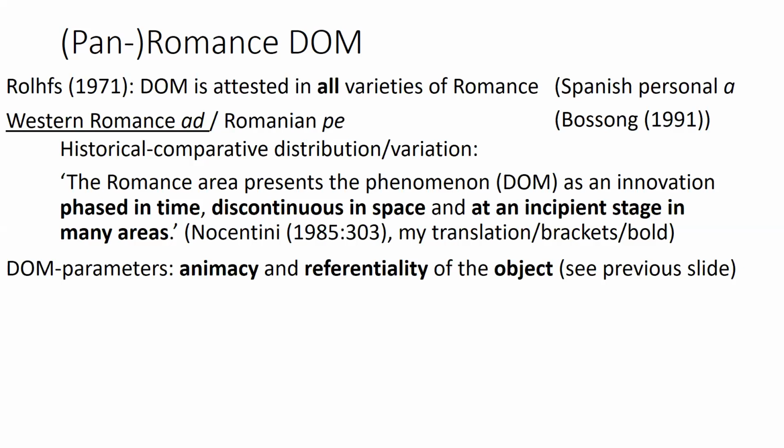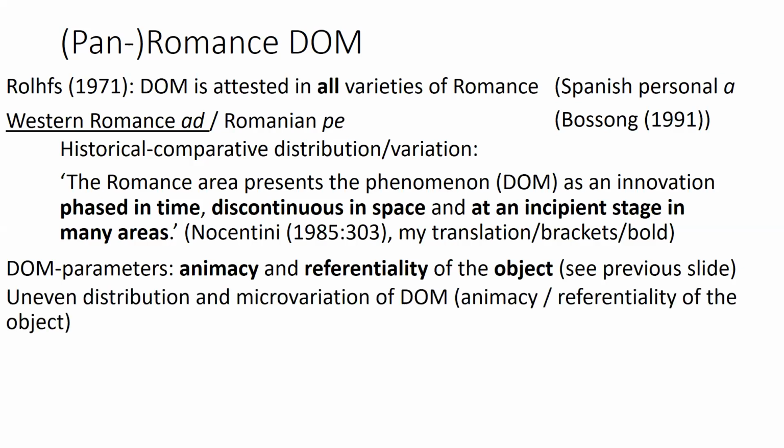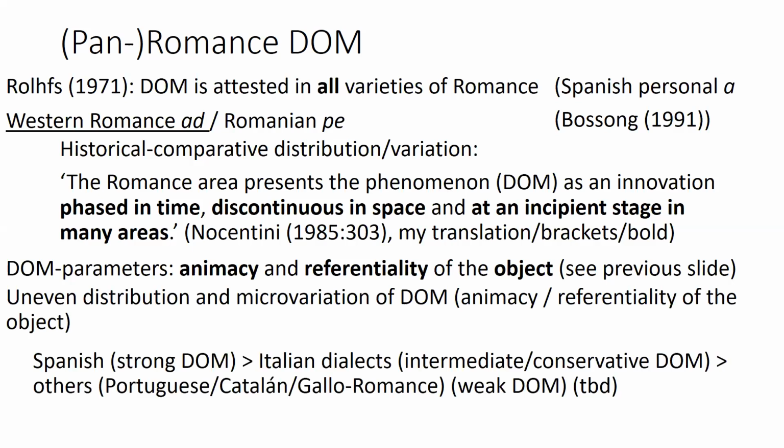We've mentioned before that the DOM parameters are the animacy and referentiality of the object, as I briefly mentioned on the previous slide. And what I expect from Nocentini's quote is that there is an uneven distribution and also a lot of micro variation of DOM in different varieties of Romance. I've argued before, I'm going to argue here, there's a hierarchy of Western Romance DOM that we can schematize here.